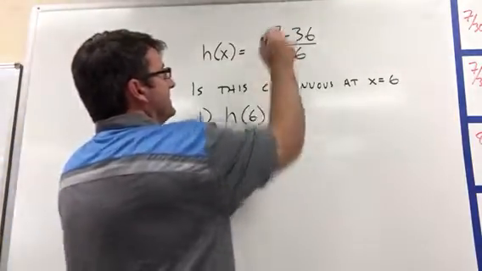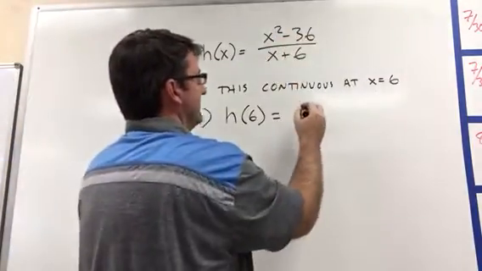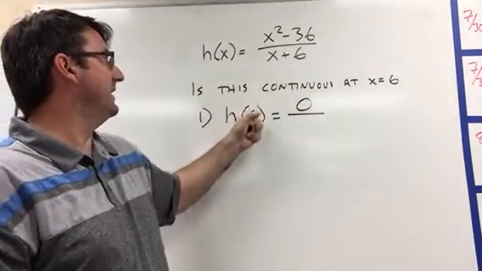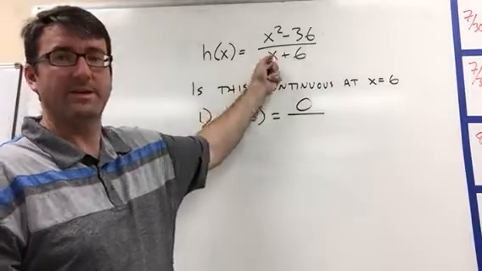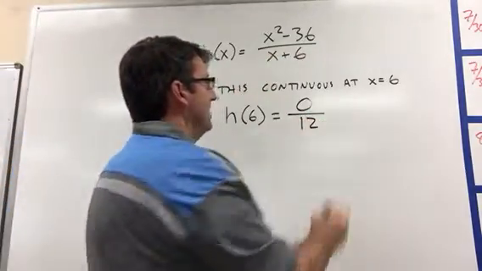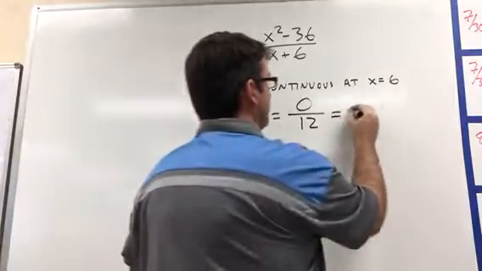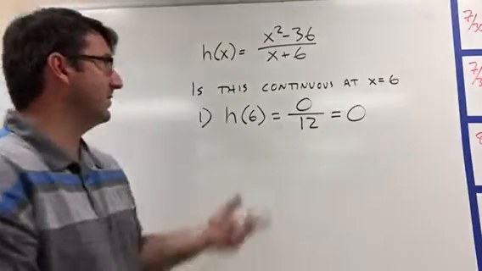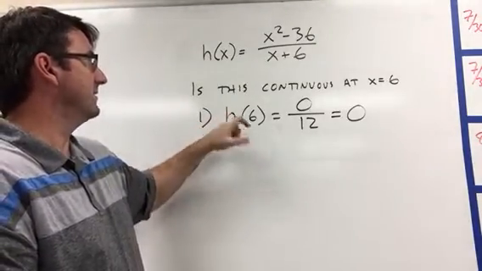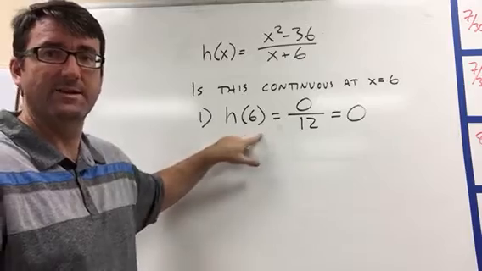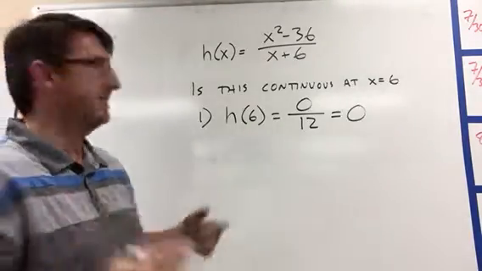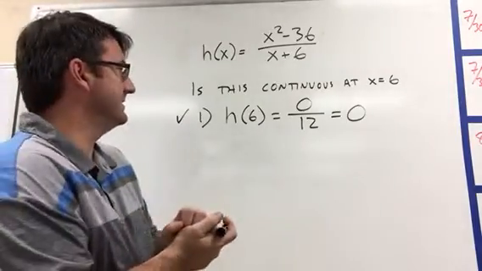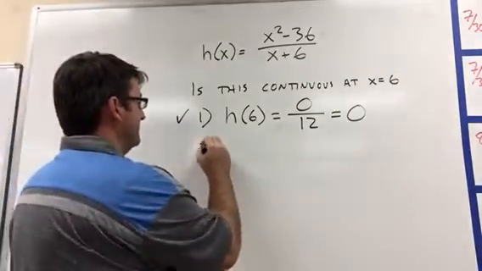So 6 squared is 36, minus 36 is 0 on top. And on the bottom, if we plug in 6 for x, we get 6 plus 6, which is 12. 0 divided by 12 is 0. We can do that. That's a real number. And so that exists. So our first step, does this function exist at x equals 6? That's a yes. Yes, it exists.